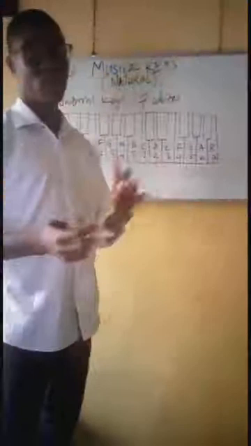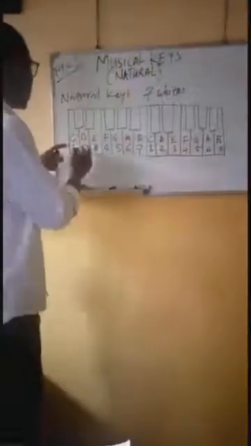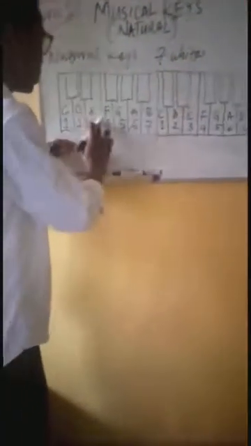As discussed in our previous topic, we said the difference between this key and this key is a semitone. The difference between this key and this key is a semitone. That means they increase from left to right by semitones. From here to here is a semitone, here to here, semitone, here to here, semitone. But now we are having keys on here and here.